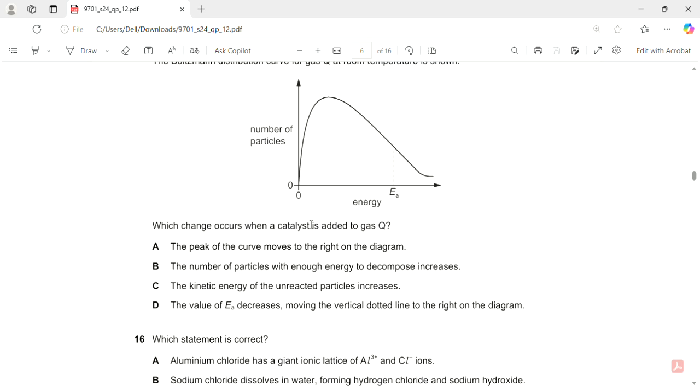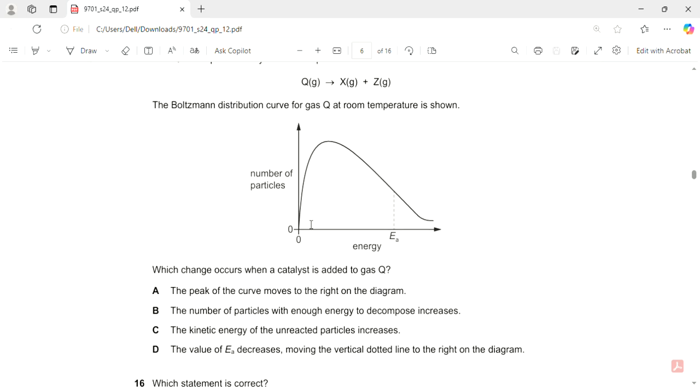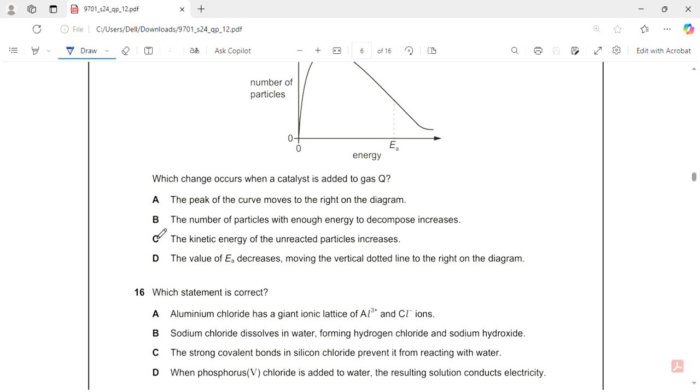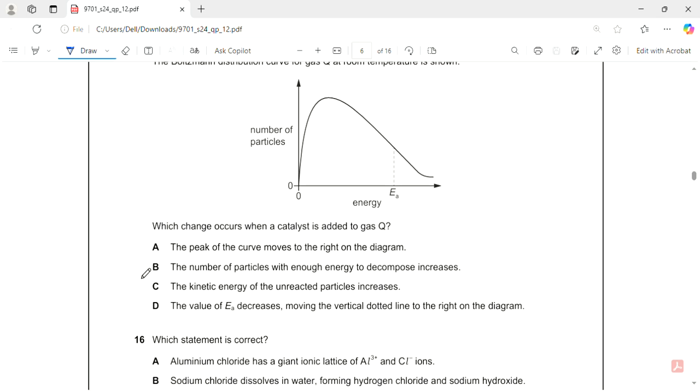We all know that the peak of the curve moves to the right on the diagram. No. The number of particles with enough energy to decompose increases. It would likely be the answer. The option is the kinetic energy of the unreacted particles increases. The value of Ea decreases, moving the vertical dotted line to the right on the diagram. So I think B is the answer. The number of particles that have enough energy to decompose increases. This is the right answer.